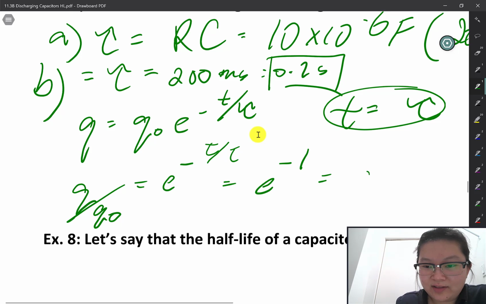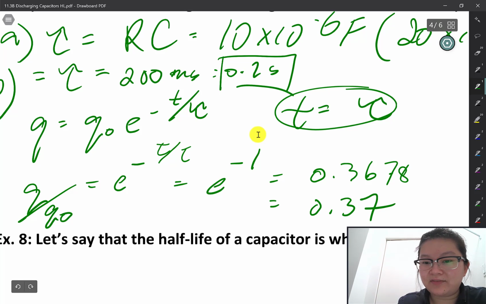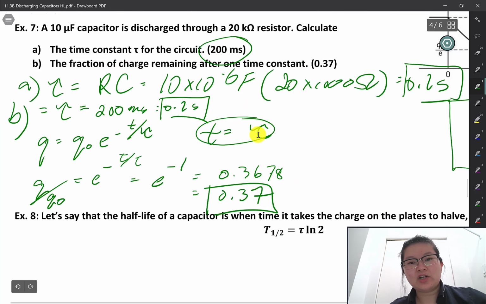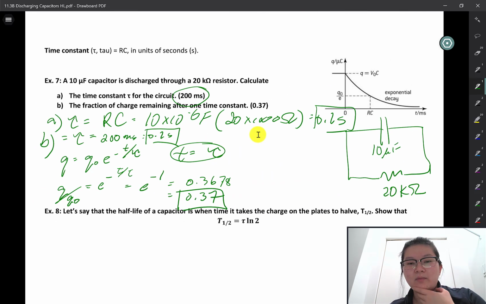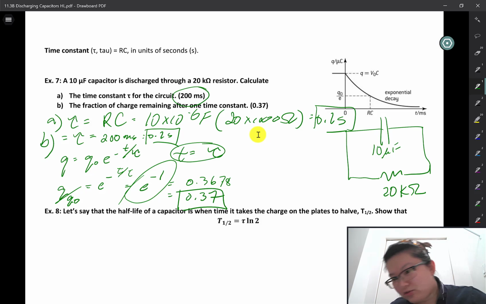e to the power of negative 1 is 0.3678, and that goes on. But essentially, that gives us 0.37. That's the fraction of the charge remaining on the capacitor after one time constant. So that time constant produces an interesting value because it allows this e to take it to the power of negative 1, where e has a specific value, which is 2 point something, I forgot.